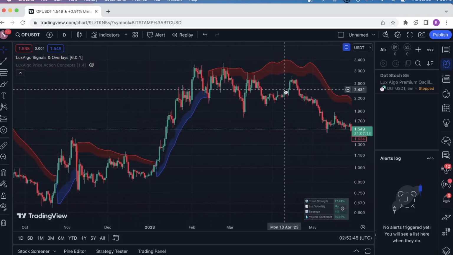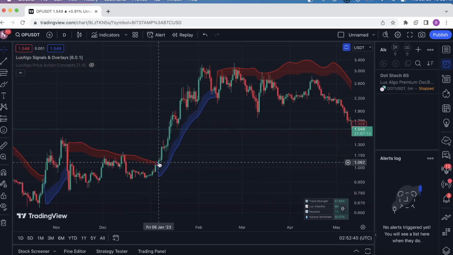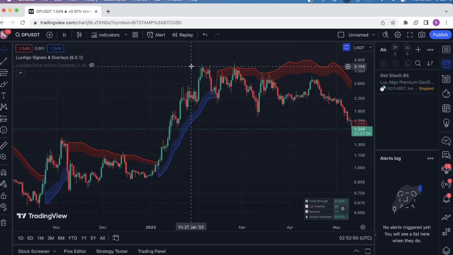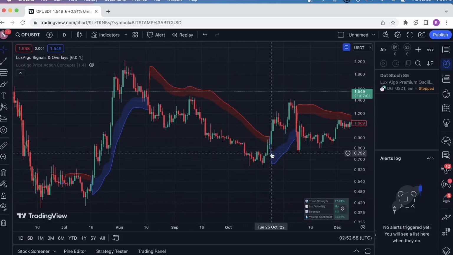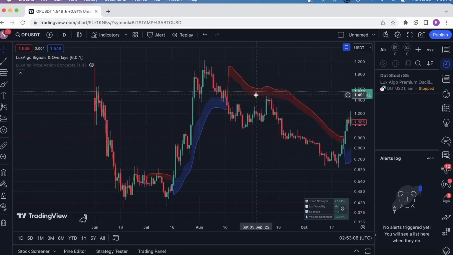If you look back here when we got this flip, the price was a little bit over $1, and ultimately on this run up, we went to $3.22. So not a bad move. Right here it happened. The price was around 84 cents and we made it up to $1.40. Not as impressive, but still pretty good.